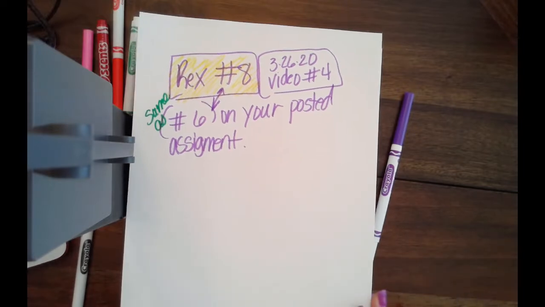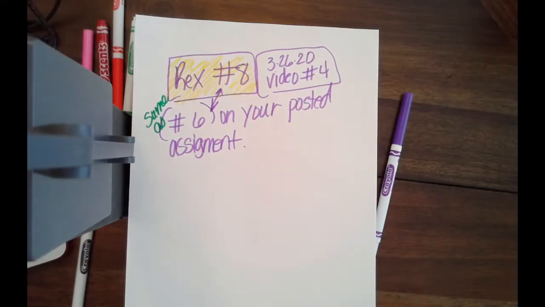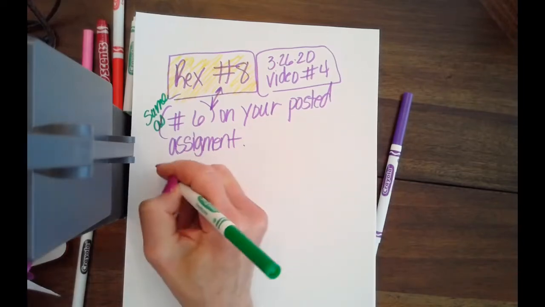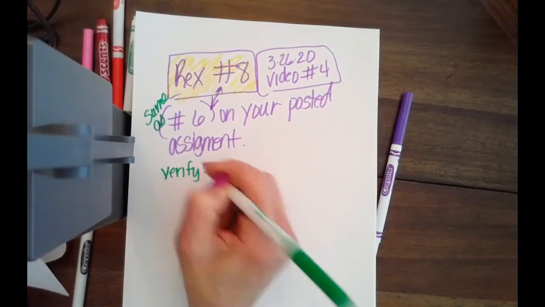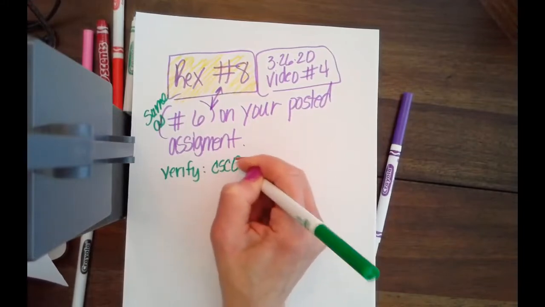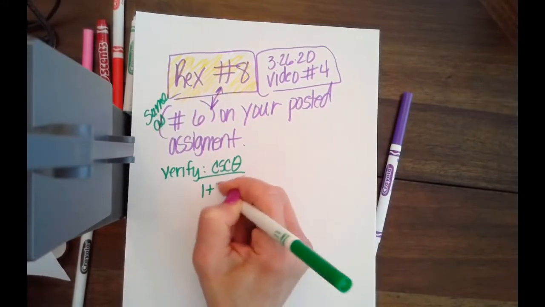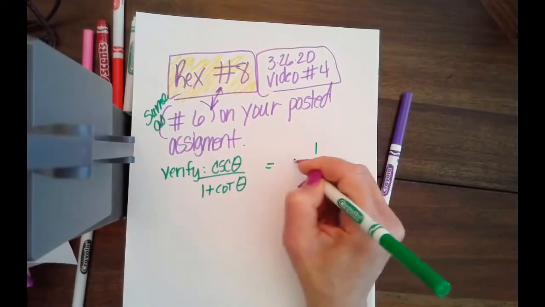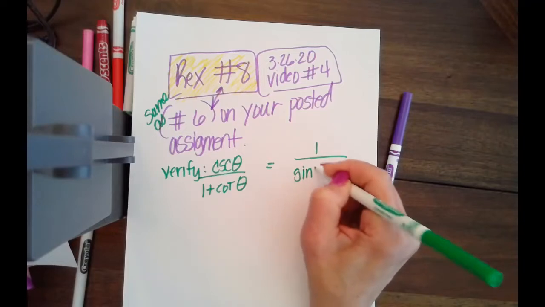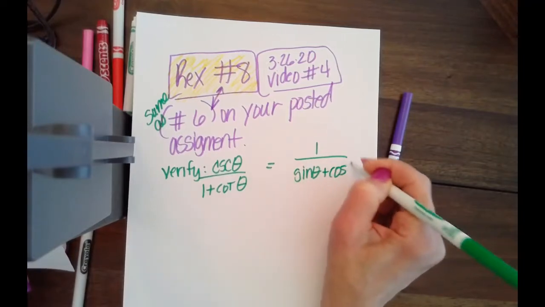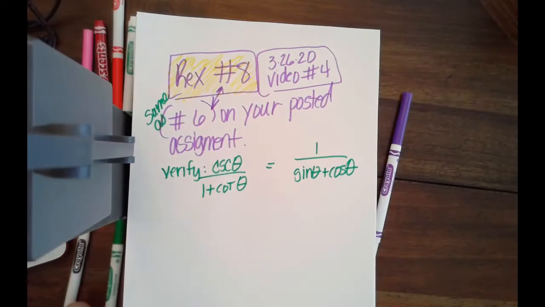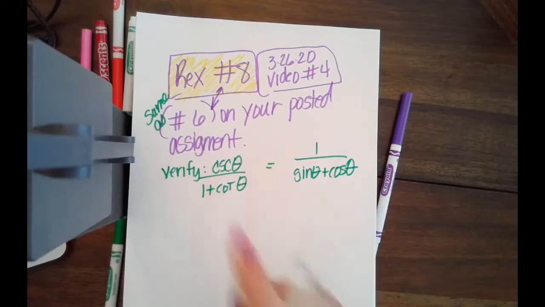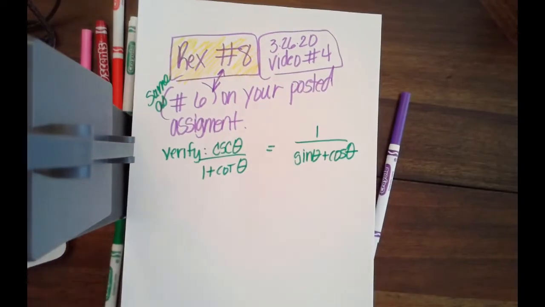And you do have an assignment posted on the portal, and this actually happens to be number 6 on that posted assignment. Okay, so it looks like this. Verify cosecant theta over 1 plus cotangent of theta, and we need to turn it into, or match it up to, 1 over sine of theta plus cosine of theta. Okay, you could pick which side you want to start with, but I'm going to leave this one alone because I can convert everything pretty much into terms of sine and cosine, and that's what I'm going to do here.